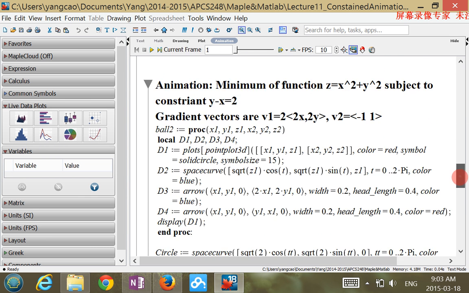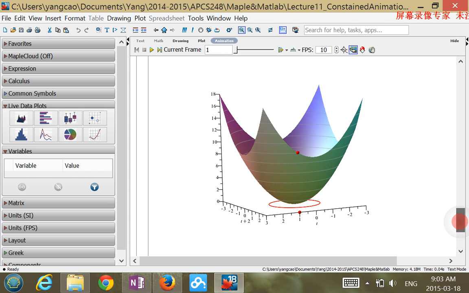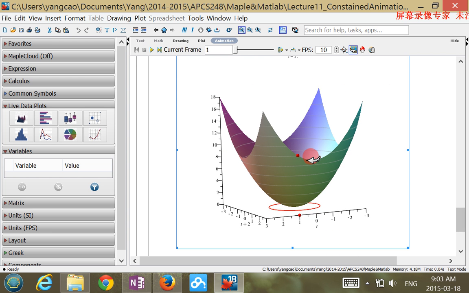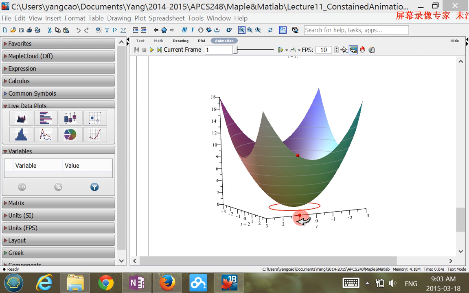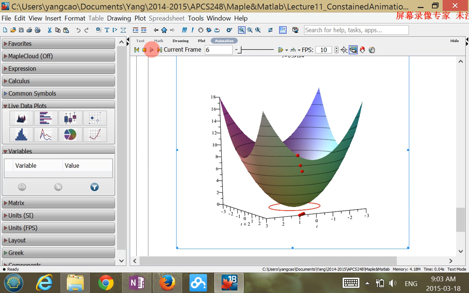Maple animation here. So this is the function f equal to x squared plus y squared. The little dot at the bottom is going to walk along the constraint, and the dot on the surface will follow the dot in the xy plane. You can see that, and this circle there is the contour.